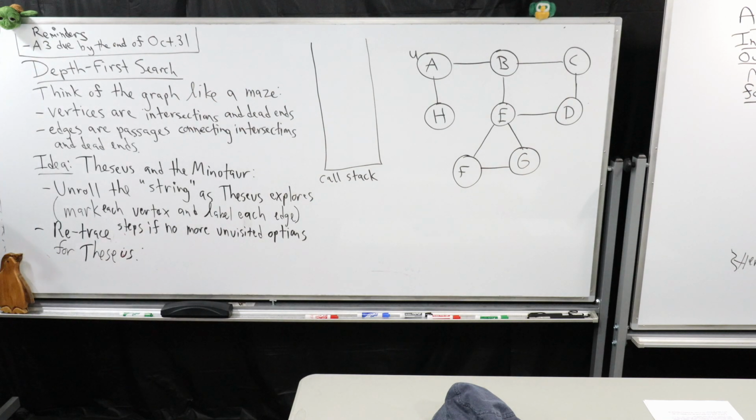So those are the vertices. There are these intersections, where corridors can meet, or they're dead ends, like H, for example, a dead end. And then the edges are just going to be passages that connect them.